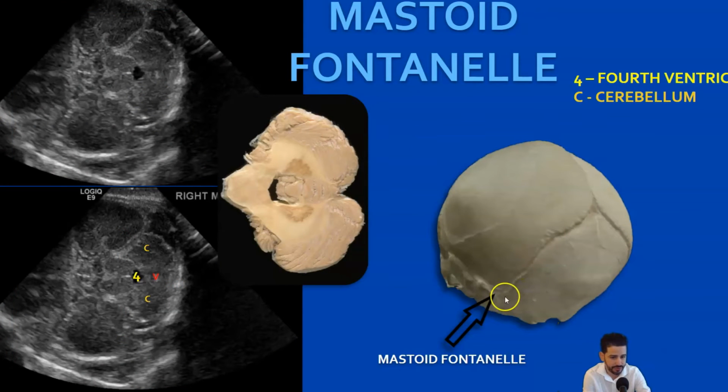Then you have the mastoid view. This is good for looking at the cerebellum and posterior fossa. So if you have any posterior fossa cyst or cerebellar hemorrhages or anything like that, this is a good view. And here's the gross anatomy view of the cerebellum. You see the 4th ventricle right there. 4th ventricle, cerebellar vermis right in the middle. Very nice view.